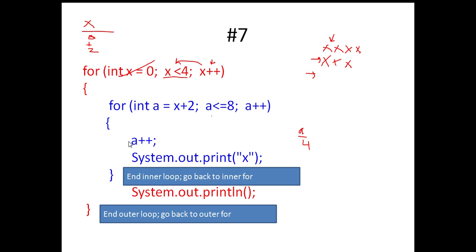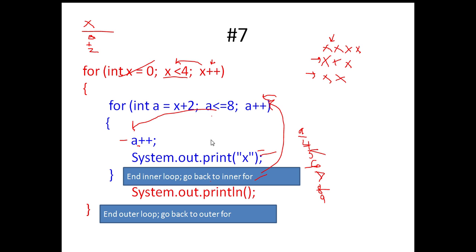4 is less than 8, we go into the loop, we increment a to become 5, we print x, end of loop, go up to here, increment a again, 6 is less than or equal to 8, jump back into the inner loop, increment a again, and then we print x. And so we printed x, end of loop, now we go back up and we increment a again. 8 is still less than or equal to 8, so we go back into the loop, and the first thing is to increment this, and 9.